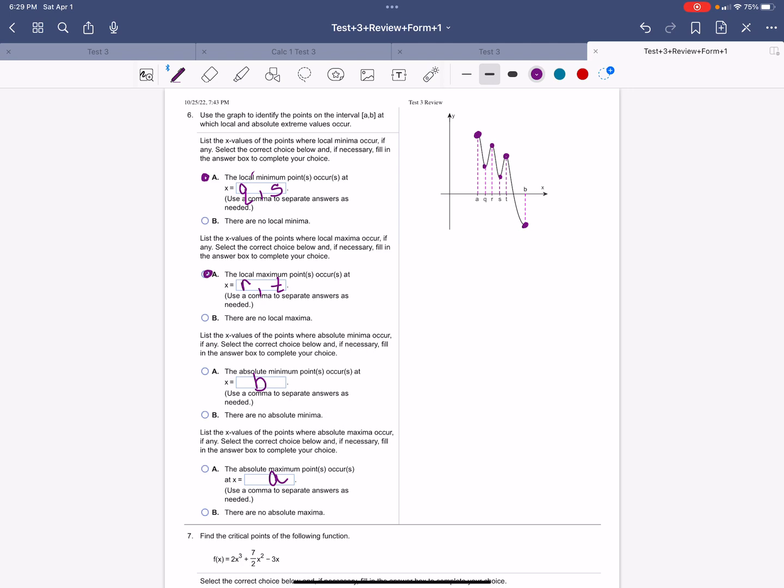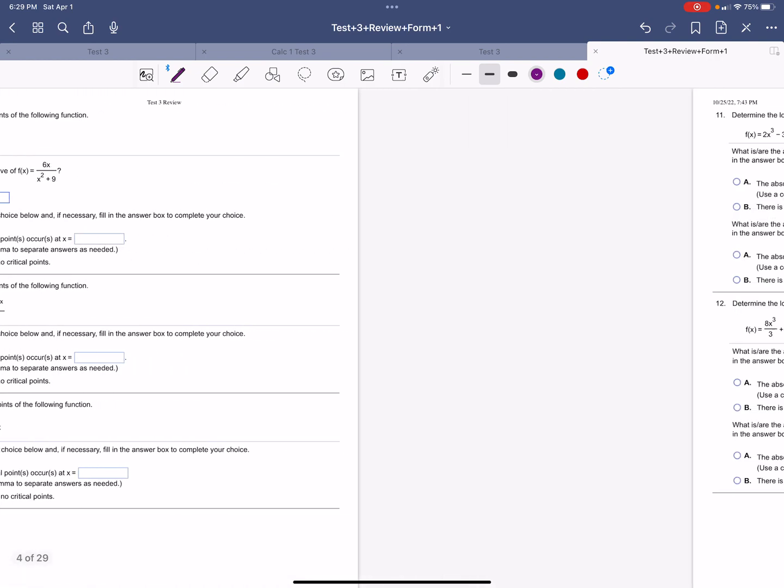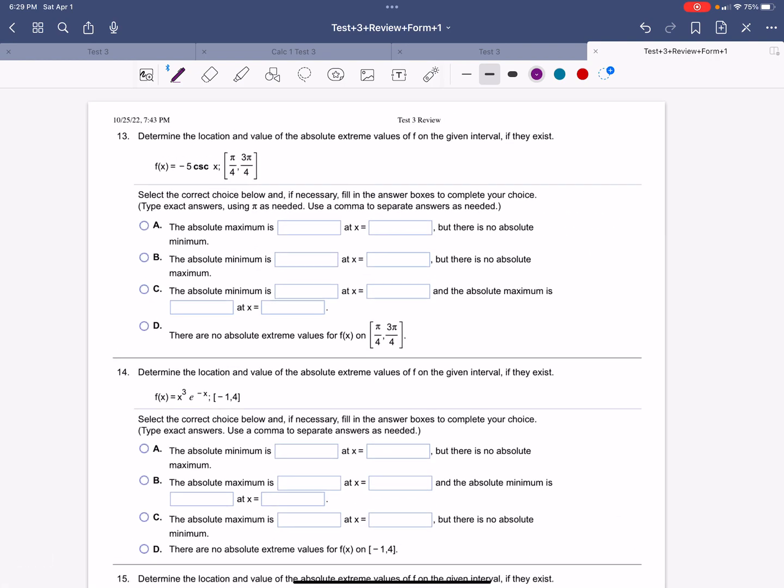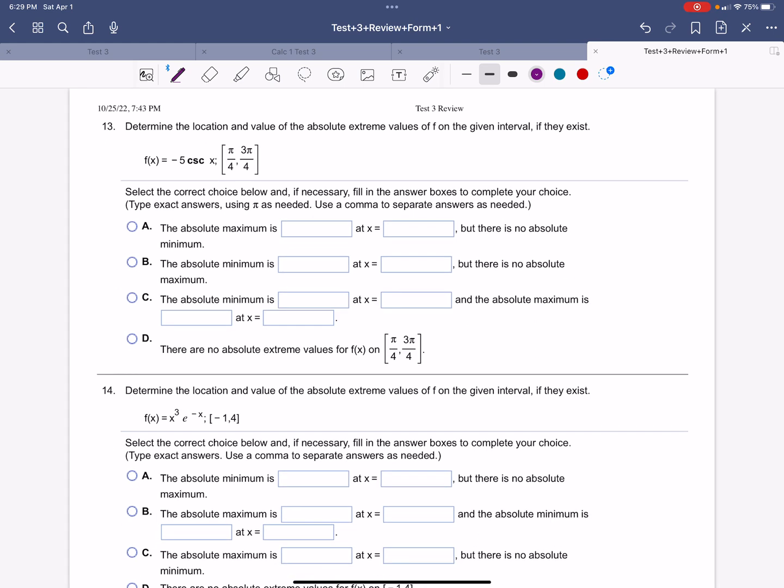Okay? Now we're going to look at number 13. Determine the location and value of the absolute extreme values of f on the given interval if they exist. So what we have to do is we have to take this function right here, -5 cosecant x, and we are looking at this specific interval, pi over 4 to 3 pi over 4. Okay, and on that specific interval, we are looking for our absolute max and our absolute min.